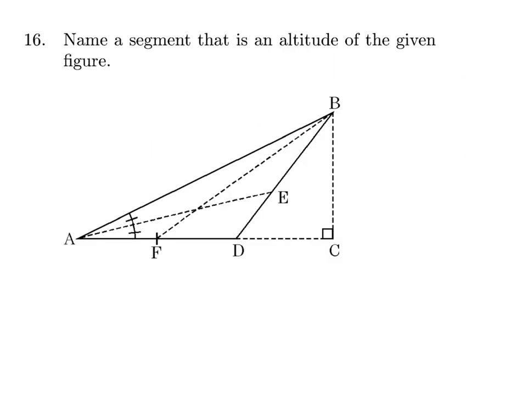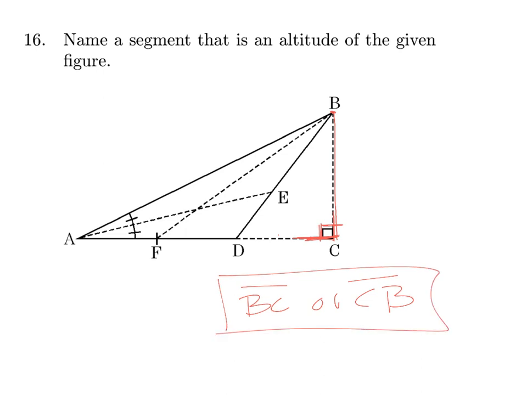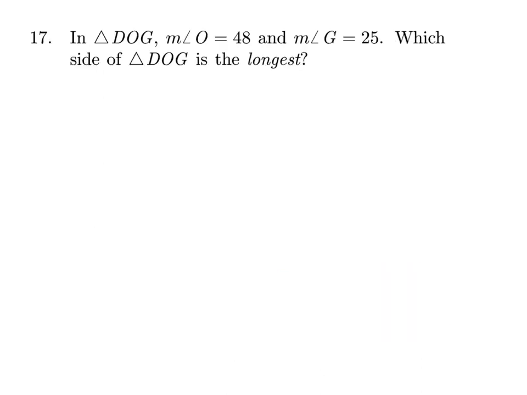All right, name a segment that is an altitude of the given figure. Okay, here's an altitude going from one angle and then going straight down. Sometimes the altitude will land inside the triangle. In this case, it lands outside the triangle, right? So your altitude is BC or CB. Done.